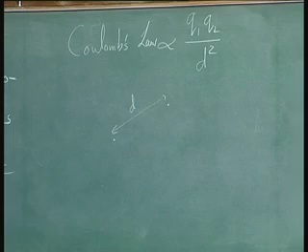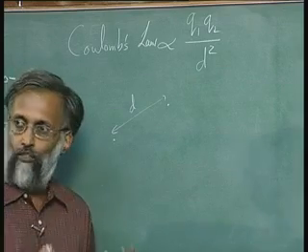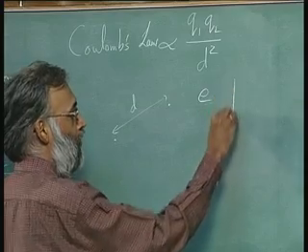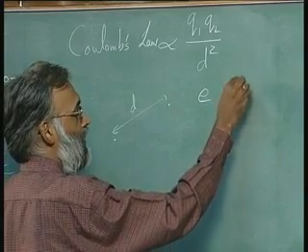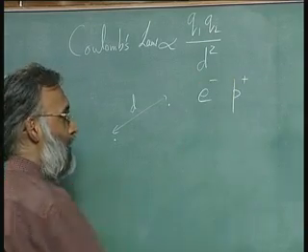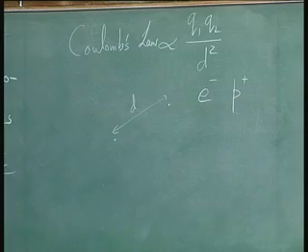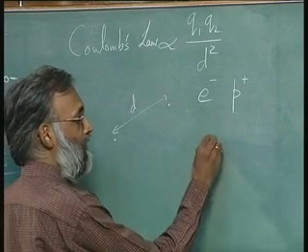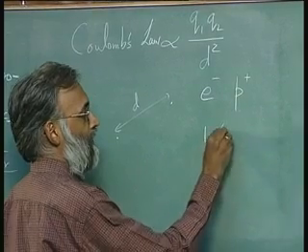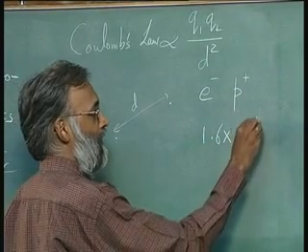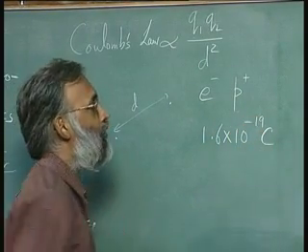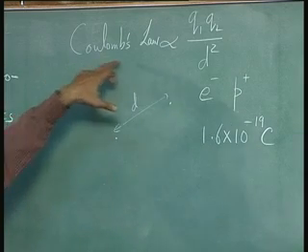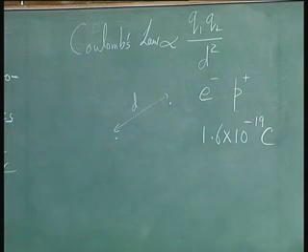You also know that the smallest charge you can find is the charge of the electron and the proton. The proton is positive, the electron is negative. The amount of charge that an electron or a proton has is 1.6 times 10 to the minus 19 coulombs. The unit of charge has been named after Professor Coulomb himself.